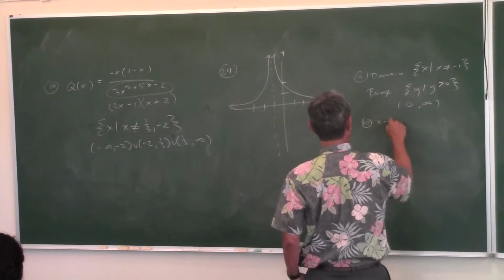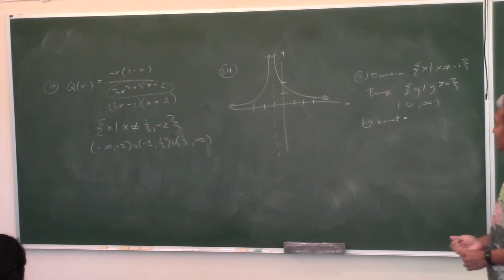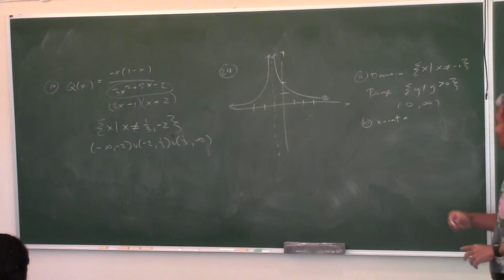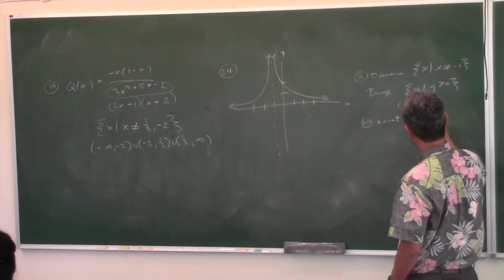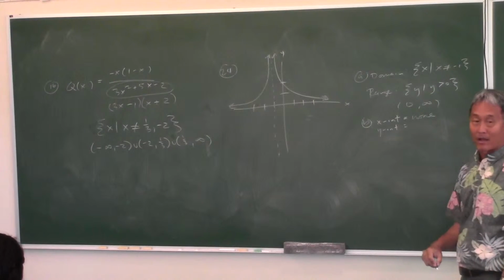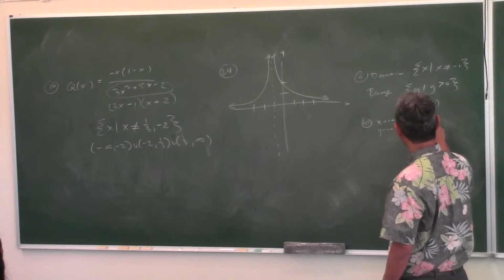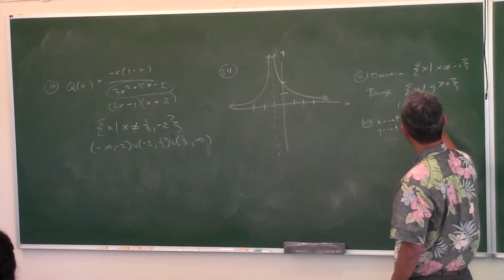Okay, B, intercepts, if any. Well, x-intercept. Where does this graph touch the x-axis? It doesn't touch the x-axis, so x-intercept, none. Y-intercept. Where does this graph touch the y-axis? At the point 0, 2. So you could write either 0, 2, or you could write just 2.